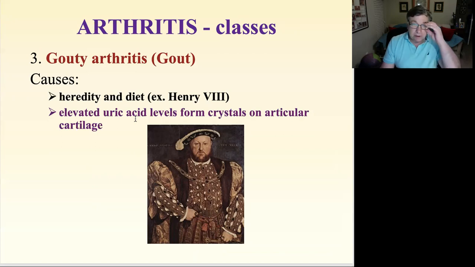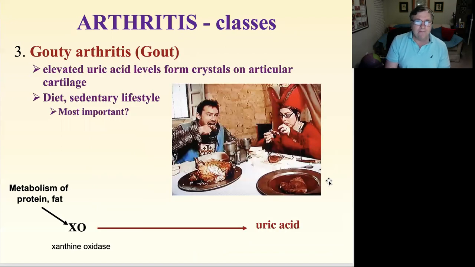There's an enzyme called xanthine oxidase, which produces it directly. So the problem is that there's so much uric acid being formed, there are crystals on the articular cartilage. It's usually noticed in the big toe first, but it can affect a lot of joints in the body. And so it's one of these things that comes in waves. It kind of comes and goes.